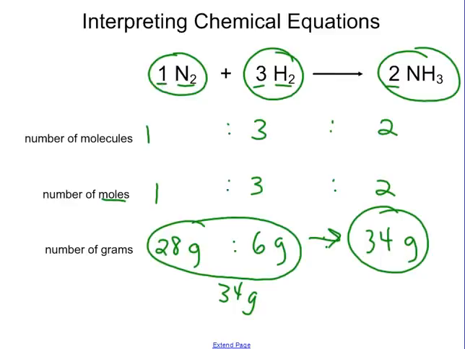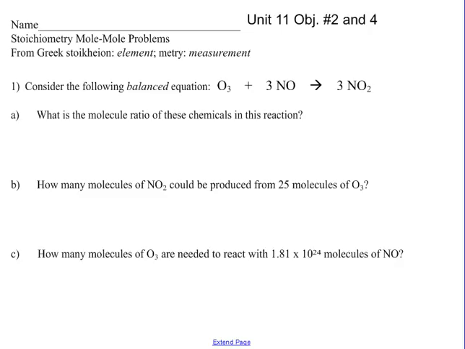Well, let's take a look at some problems that we will use to capitalize on this idea. Considering the following balanced equation, it's a 1 to 3 to 3 ratio of ozone and nitrogen monoxide and nitrogen dioxide. First question says, what is the molecule ratio of these chemicals in this reaction? So just like you just saw, we're taking this number, and this number. It's 1 to 3 to 3.